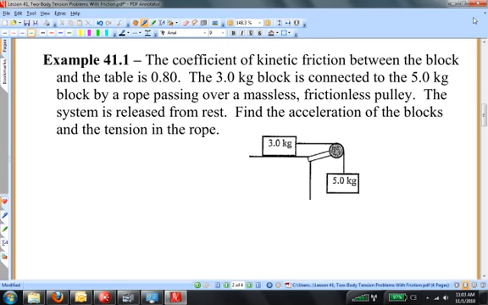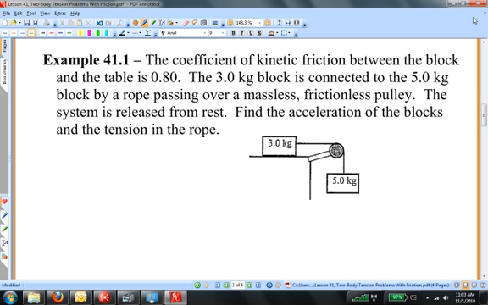Here's the first one. The coefficient of kinetic friction between the block and the table is 0.80. The 3 kilogram block is connected to the 5 kilogram block by a rope passing over a massless, frictionless pulley. The system is released from rest. Find the acceleration of the blocks and the tension in the rope.